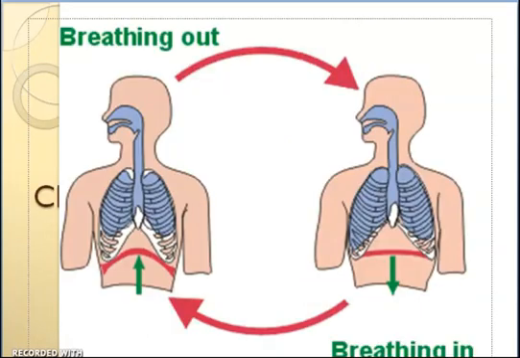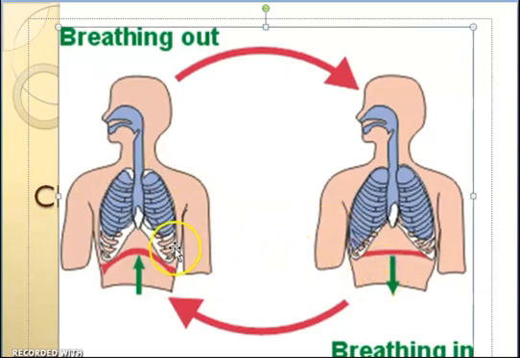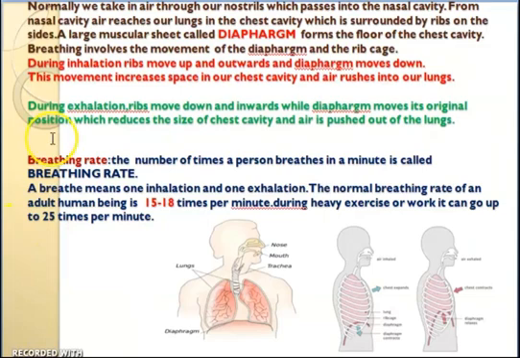Before moving ahead, have a look at this. This is breathing in and breathing out. What happens when we take in oxygen and give out carbon dioxide? See, normally we take in air through our nostrils, which passes into the nasal cavity. From the nasal cavity, air reaches our lungs in the chest cavity, which is surrounded by ribs on the sides. A large muscular sheet called a diaphragm forms the floor of the chest cavity.